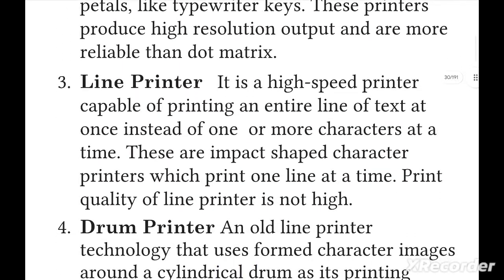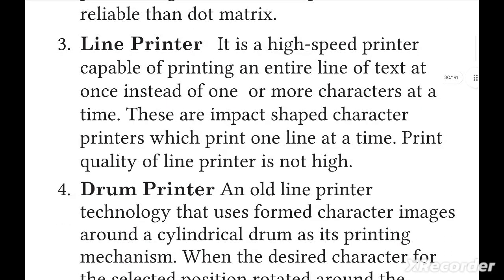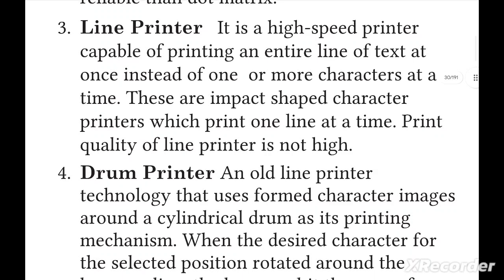Third, line printer. It is a high-speed printer capable of printing an entire line of text at once instead of one or more characters at a time. These are impact-shaped character printers which print one line at a time. Print quality of a line printer is not high.